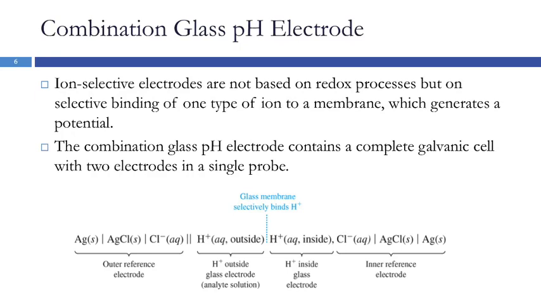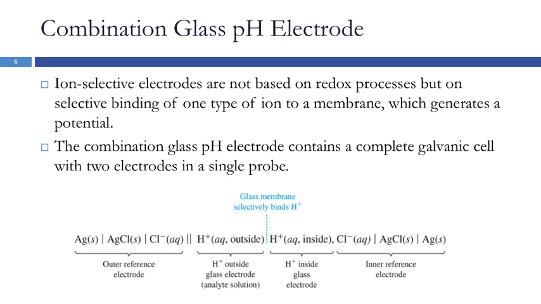So the reason we're talking about this really at all is that glass pH electrodes are ion-selective electrodes that are very, very commonly used. And I think you can be better at using pH electrodes if you have a basic understanding of how they work. So an ion-selective electrode in general is not actually based on a redox process or a specific redox reaction. They're based on the selective binding of one particular type of ion, that's where we get ion-selective, to a membrane, and that's going to generate a potential.